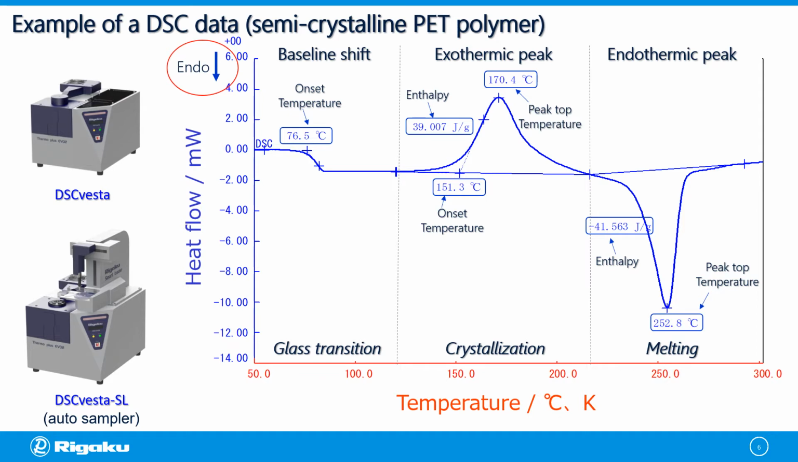By analyzing the data, we can obtain information such as onset temperature, peak top temperature, and the amount of energy in a reaction, or enthalpy. In DSC data, it is important to indicate the direction of an endothermic or exothermic reaction.